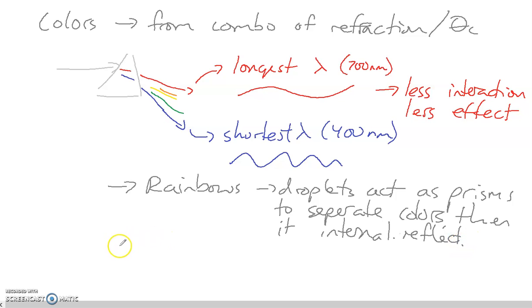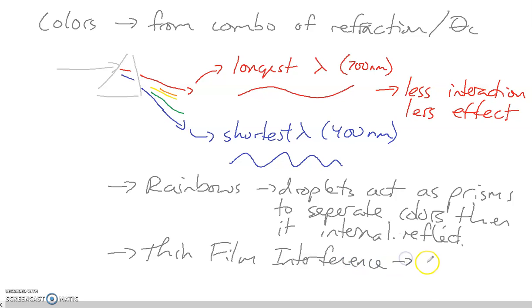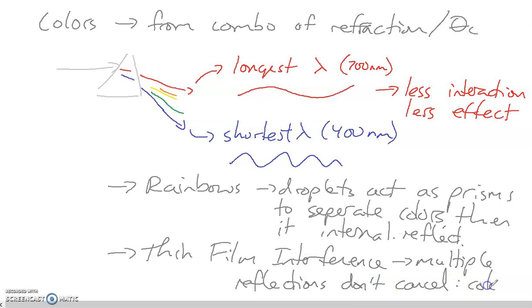We can also get colors from what's called thin film interference. This is when we have things like oils and that kind of stuff. So we have multiple reflections. These multiple reflections don't actually cancel, and because of that you get individual colors coming out. It's kind of neat, especially with soap bubbles when the sun hits them, or oil droplets on water in the streets.